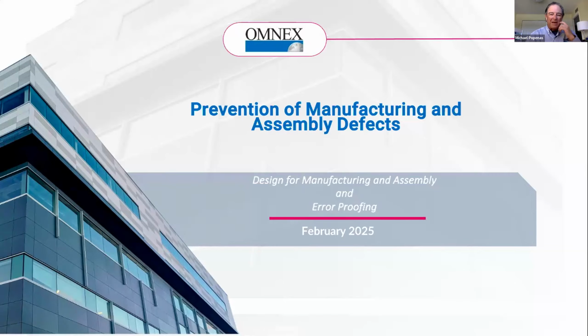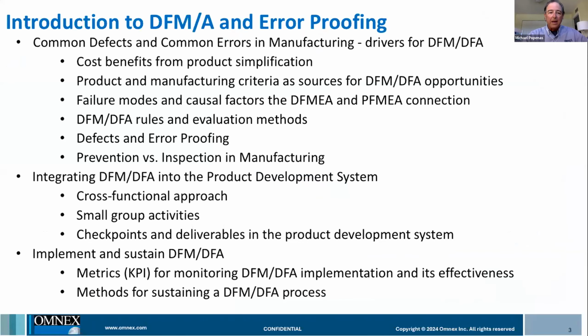So preventing manufacturing and assembly defects, and really looking at one of the fundamental design for manufacturing and assembly methods and error proofing. That's what we're really going to be going through today. We're going to be talking about some of the common defects out there, what the benefits are from what we're talking about today, how they help us, how it really manifests itself in the production systems, and what some rules are that we can use when we're looking at simplifying our designs.